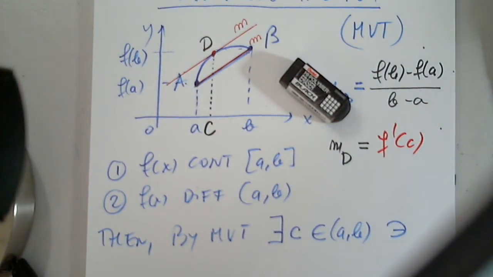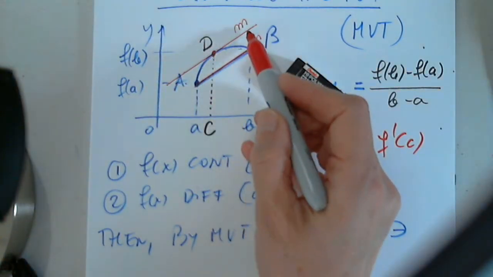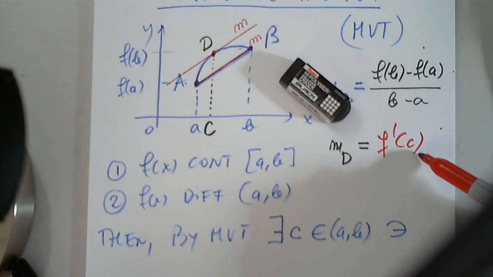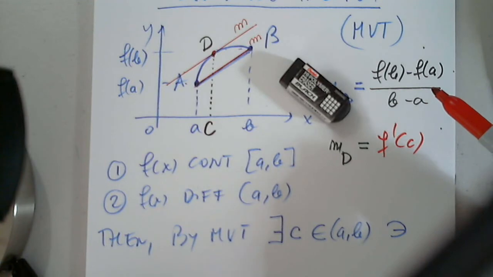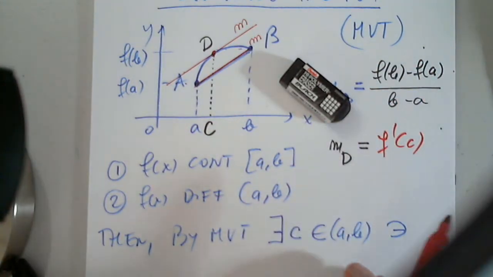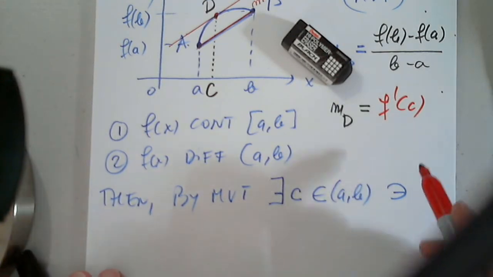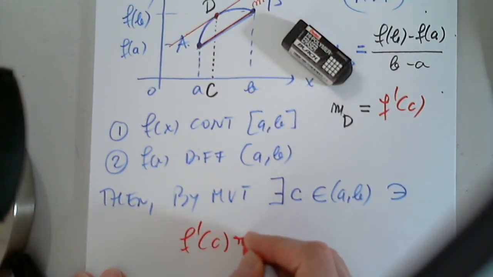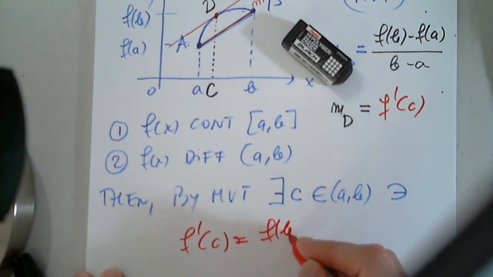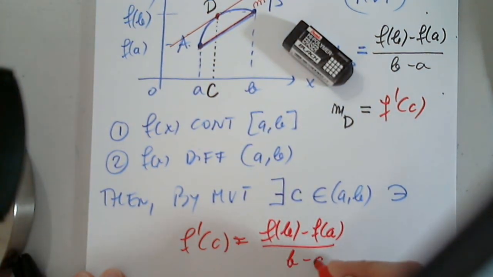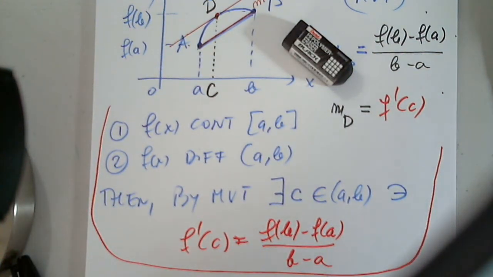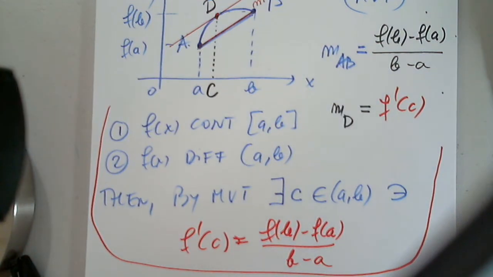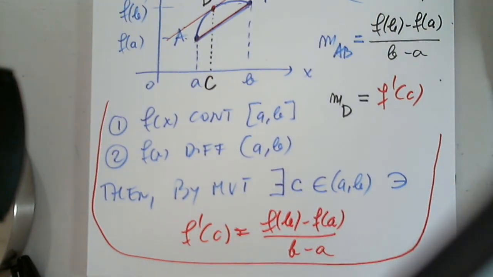Absolutely. So the rate of change at this point, because this is a tangent, f prime at c, is the slope of the line at D. So we already noticed that these two have to be the same. And that's it. That's the mean value theorem: there exists c such that f prime of c equals f of b minus f of a over b minus a. This is MVT. Let's see how we apply this.